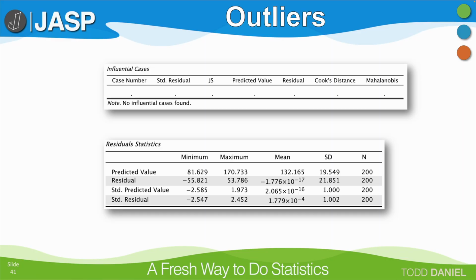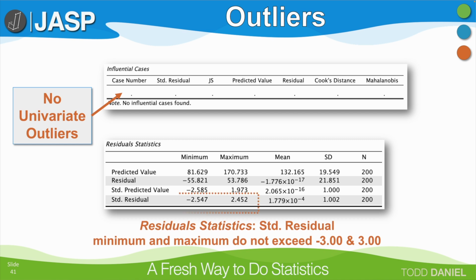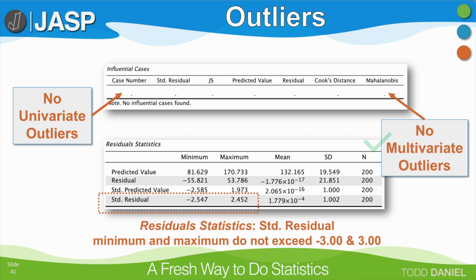When we look at the influential cases, we see it is blank. We don't have any univariate outliers, which would be indicated by residual statistics greater than 3 or negative 3. We can see that we do not have any values that meet that criteria. And we also do not have any multivariate outliers, which were identified by a Mahalanobis test. So in this case, all of the assumptions have been met.